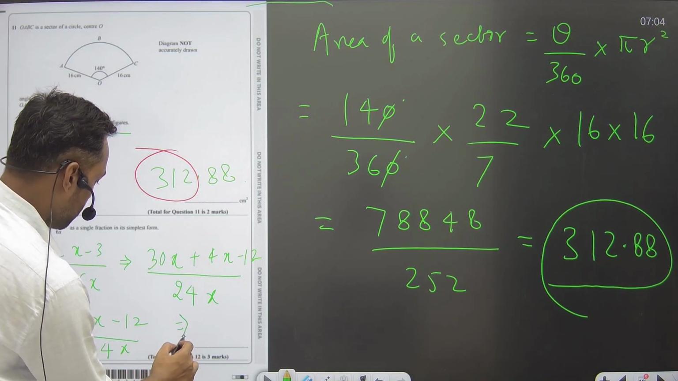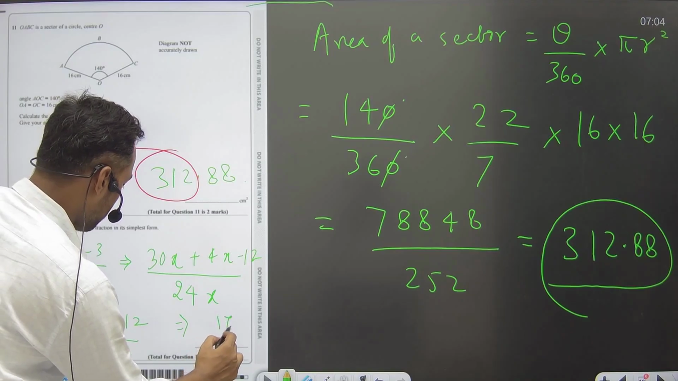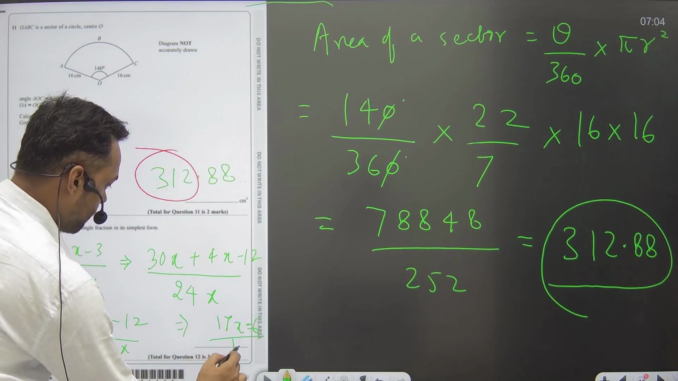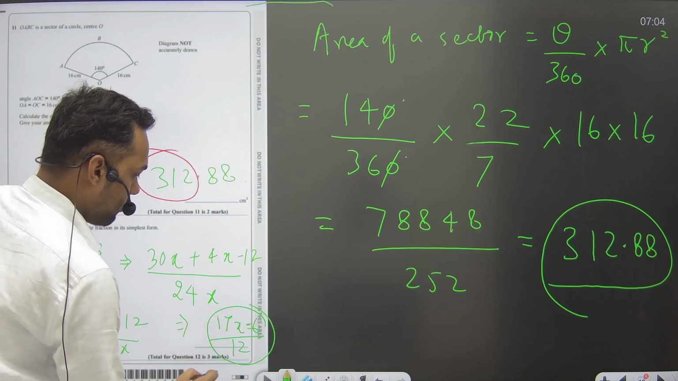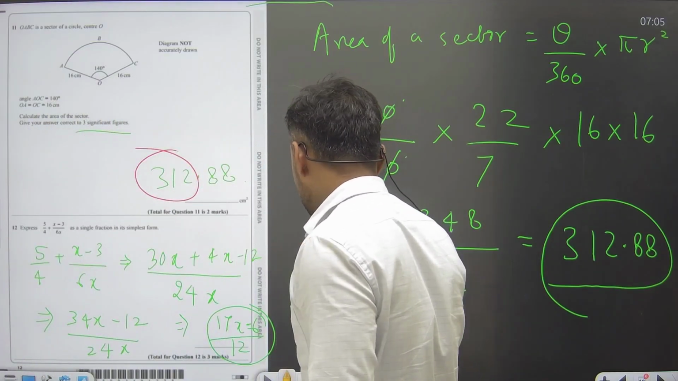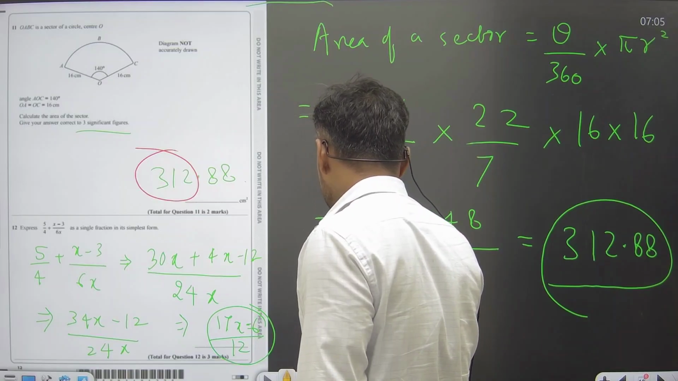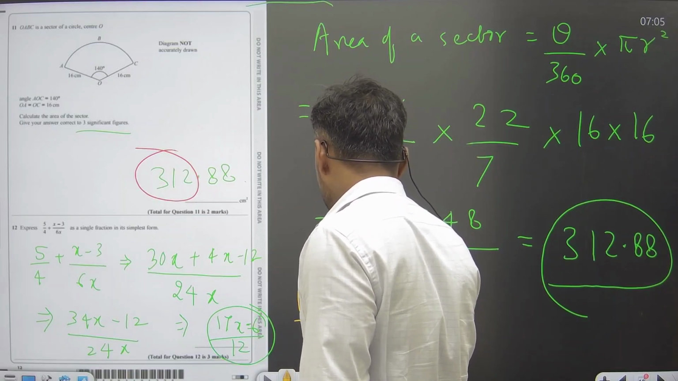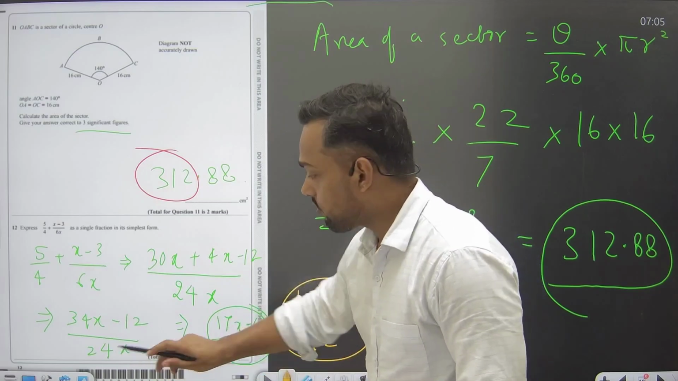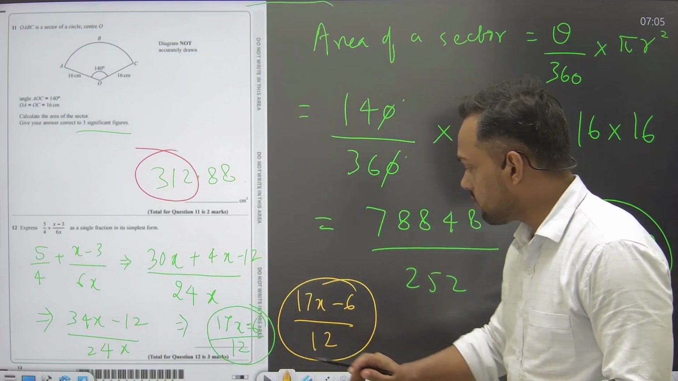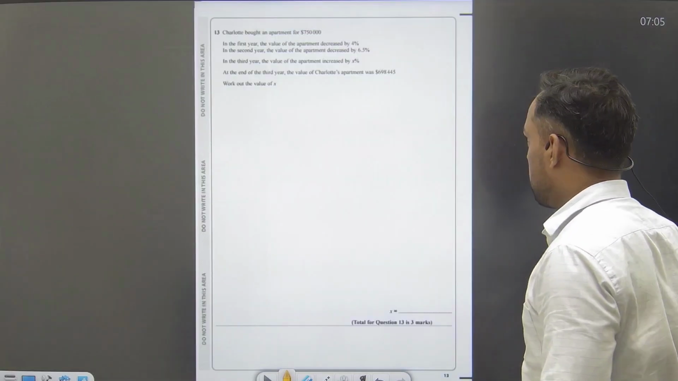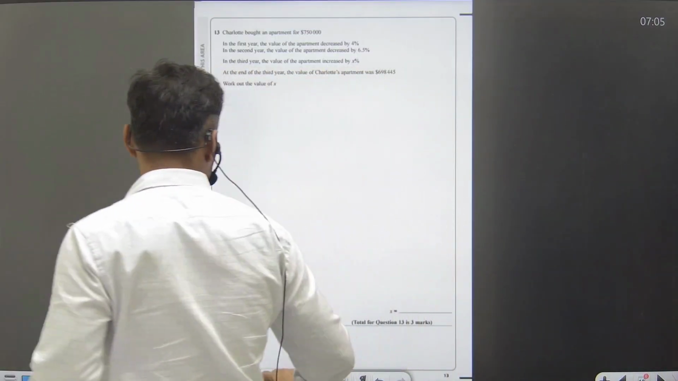We can take 2 common here, so you will get (17x minus 6) upon 12. We have taken 2 common here, student. So the solution will be (17x minus 6) upon 12. We have taken 2 common from the numerator and 2 common from the denominator, and then we have cancelled the term. We will get (17x minus 6) upon 12. Let's move to the next question.